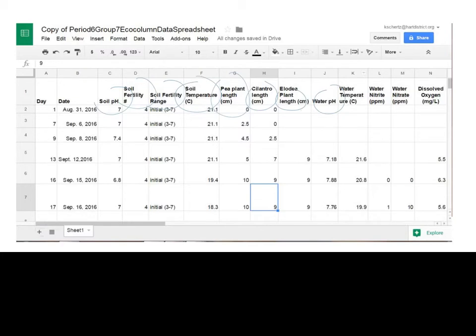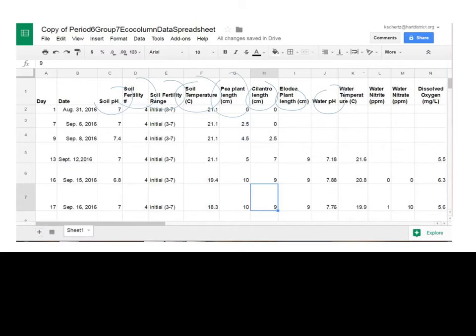These are blank because we don't create the aquatic chamber for 2 weeks, so we don't have those measurements. If we did not take a reading, we leave it blank. It's not a zero, because students always want to add a zero, but a zero is an actual quantity. And if we didn't measure it, we don't know if it was zero or not. So that's one thing that I have to teach the students.